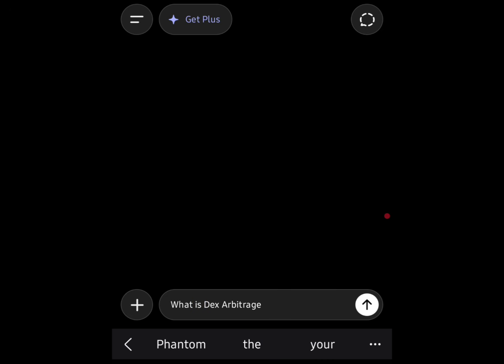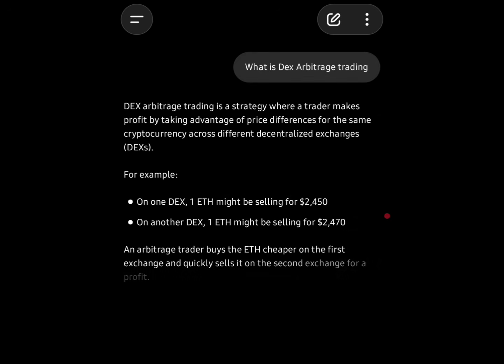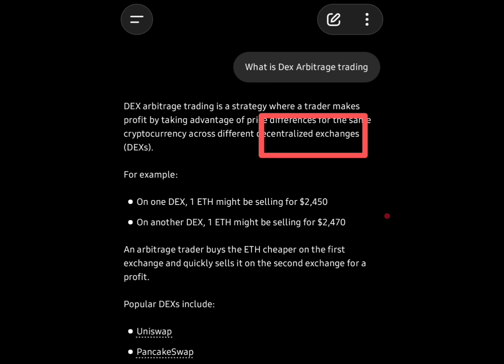What is DEX arbitrage trading? Okay, let us leave it very simple. DEX arbitrage trading is a strategy where a trader makes profit by taking advantage of price differences for the same cryptocurrency across different decentralized exchanges. It is done on decentralized exchanges.